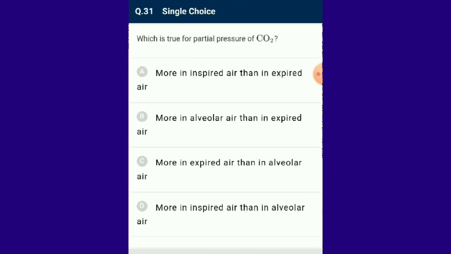Question number 31. Which is true for partial pressure of carbon dioxide? The partial pressure of carbon dioxide is greater in the alveolar air as compared to the exhaled air. The partial pressure is primarily responsible for the exchange of gases occurring in lungs. It is defined as the pressure contributed by the individual gas in the mixture of gases. It depends on the existing concentration of gases. So the answer for this question is option B, more in alveolar air than in expired air. That is true about partial pressure of carbon dioxide.